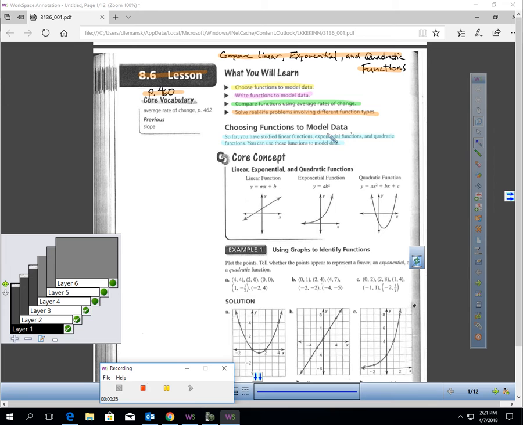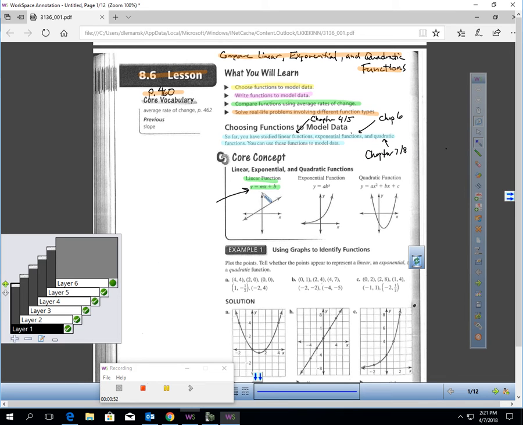Choosing functions to model data. So far, you've studied linear functions, exponential functions, and quadratic functions. You can now use these functions to model data. We learned about linear functions in Chapters 4 and 5, exponential in Chapter 6, and quadratics in Chapter 7, and also what we've covered in 8. We are going to review a little bit of each of these today.